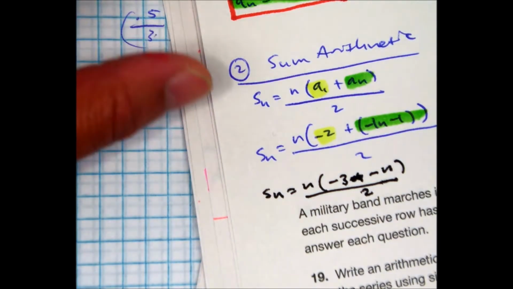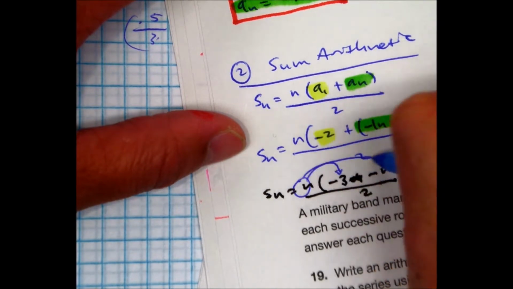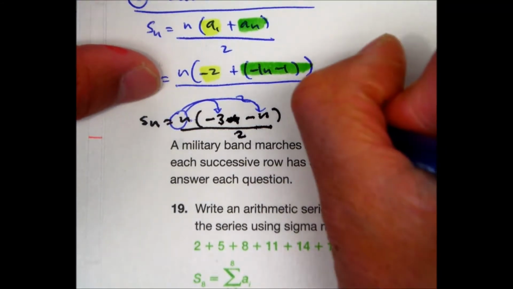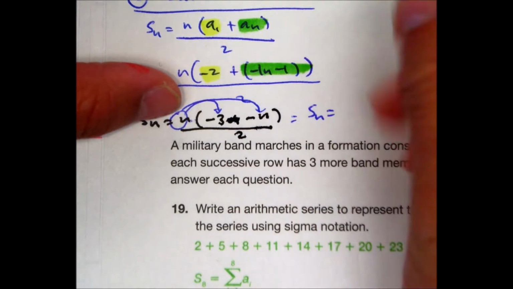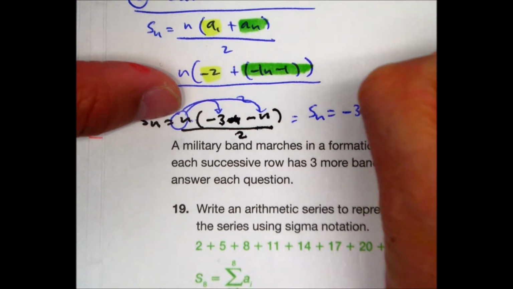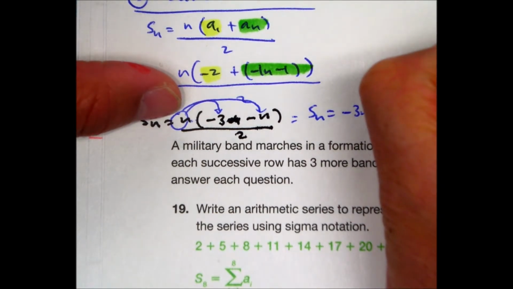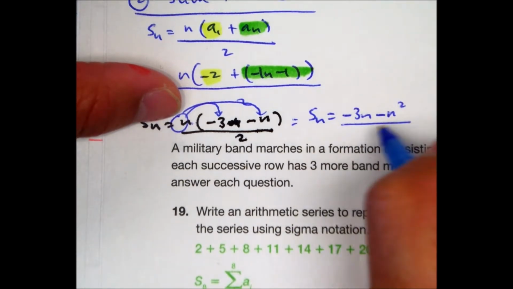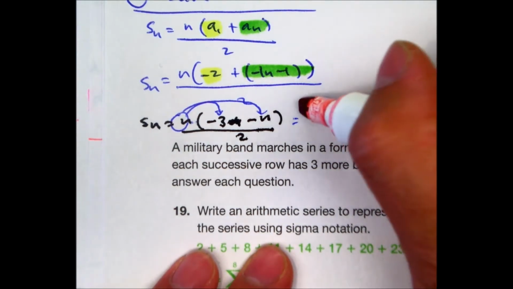And now what do we need to do? We're going to distribute, because I see multiplication here. There's no addition or subtraction, so it's going to be multiplication. So this is going to equal Sn, N times -3? N times -N? Or negative N squared divided by 2. And this is our answer.